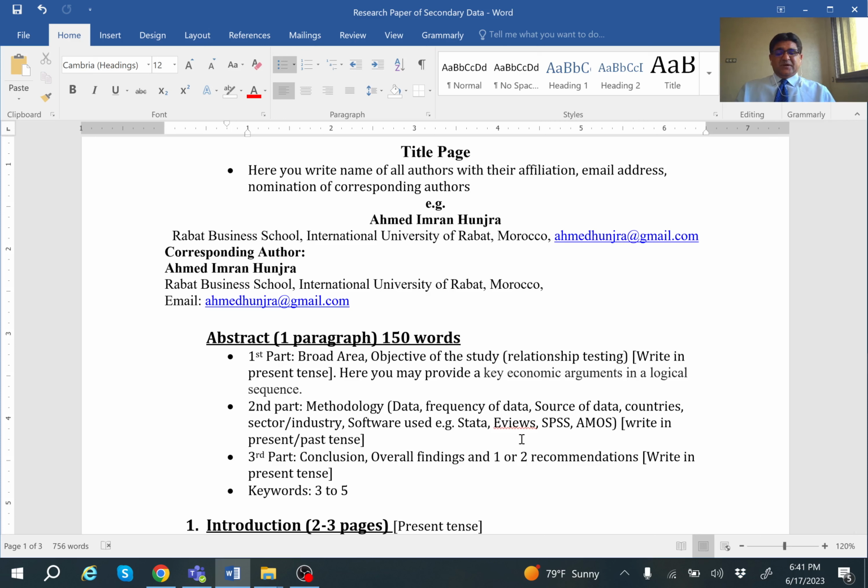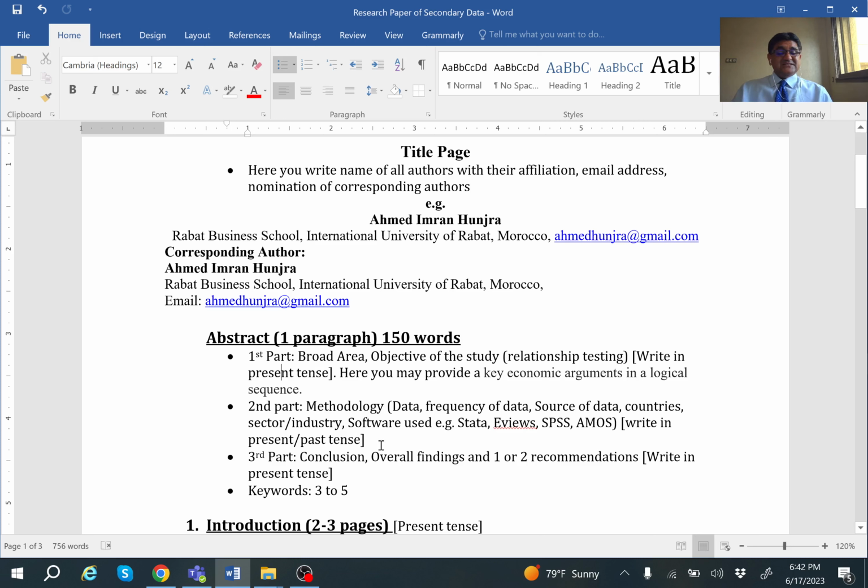For example, someone is working on the manufacturing industry of Morocco, so what I will write is: data of Moroccan manufacturing firms is extracted from Bloomberg, or any source where you have collected the data, for the period of, for example, the last 15 years, starting from 2008 to 2022. And then we can also mention which software we used for data analysis. Normally we use Stata if it is secondary research. If it is primary research, we use SPSS and AMOS.